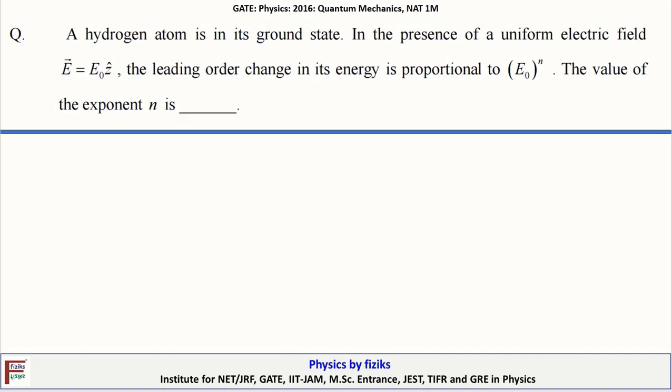A hydrogen atom is in its ground state. In the presence of a uniform electric field E0 z, the leading order change in the energy is proportional to E to the power n. The value of the exponent n is.